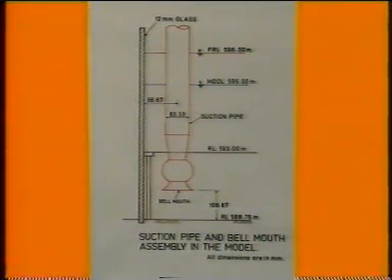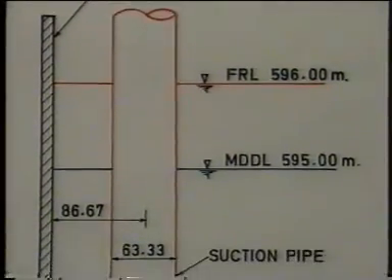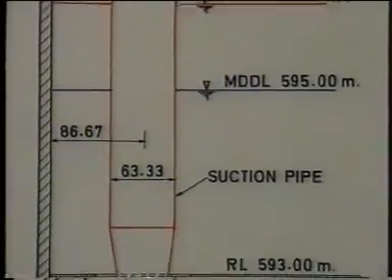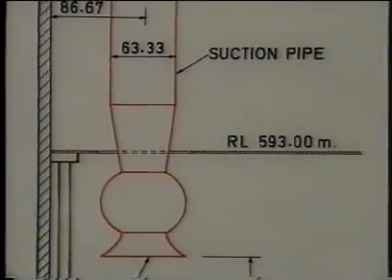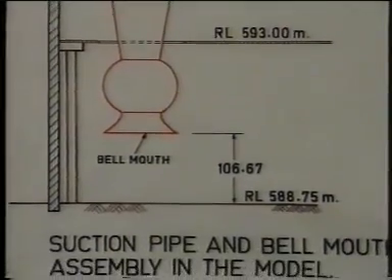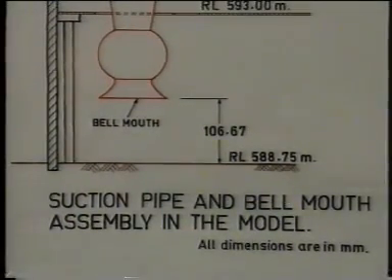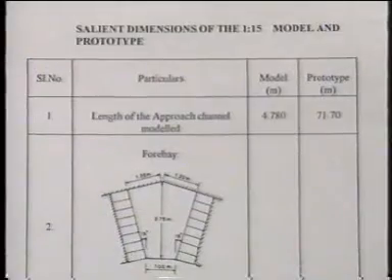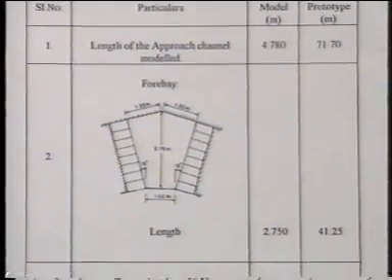The dwarf wall, made of 12 mm thick glass, is provided for flow visualization. The suction pipe has the same dimension as that of model of stage 1, except that the clearance from the bottom of the pump chamber is 106.67 millimeter in this model. This table gives the salient dimensions of the model.